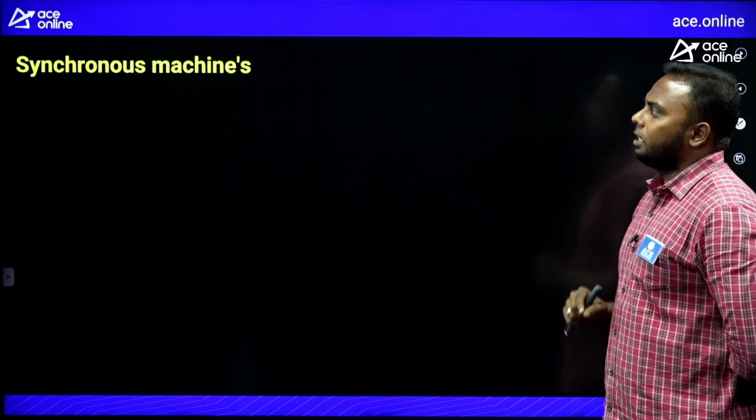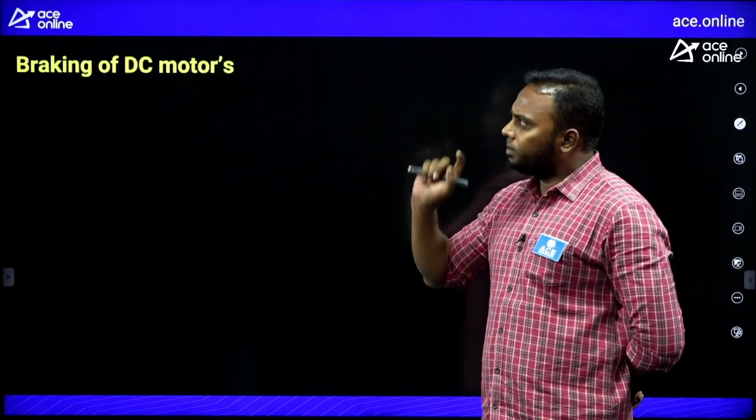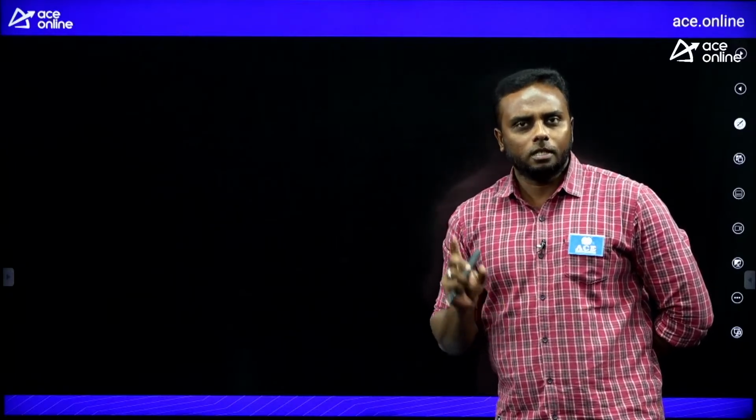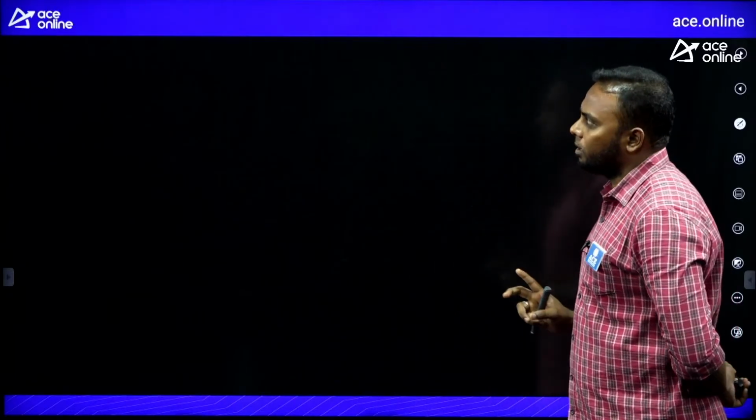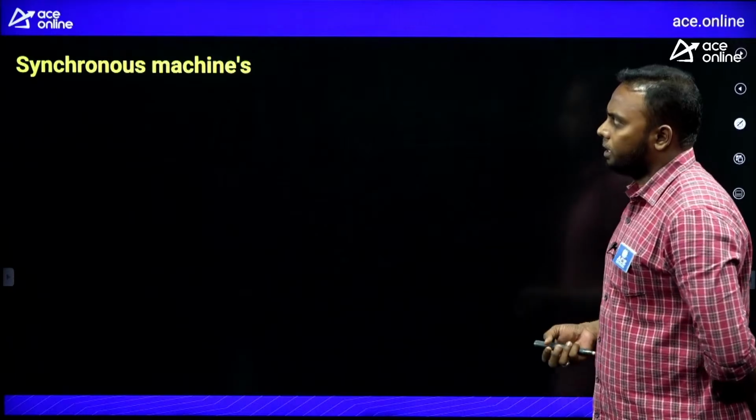Now let's see synchronous machines. Out of the previous braking of motors, which braking is efficient? Regenerative braking is efficient brake, remember this. Now let's see synchronous machines.